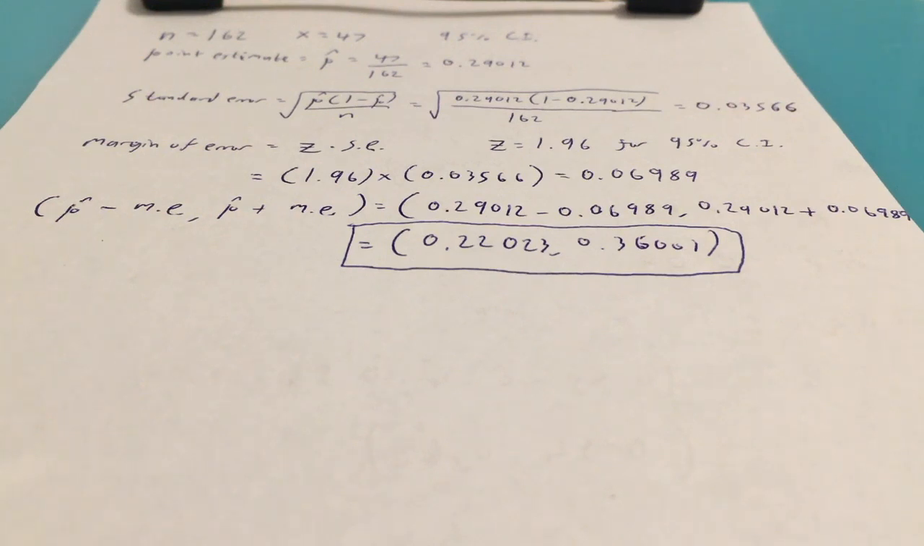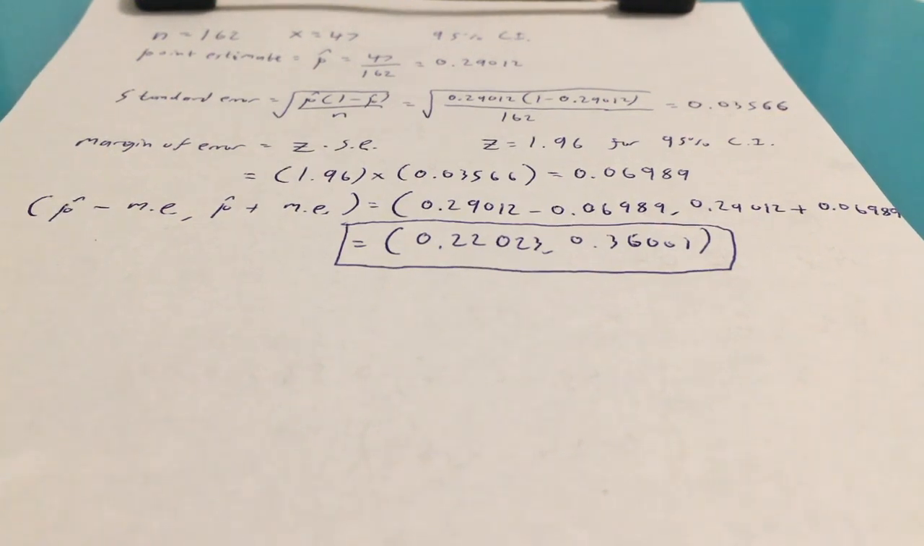That means it is unlikely that the true proportion is going to be, let's say, 15%, which is below this interval. It would also be unlikely to be, say, 45%, which is above the interval, because any numbers within the interval are likely, those outside are unlikely, with 95% confidence, of course.